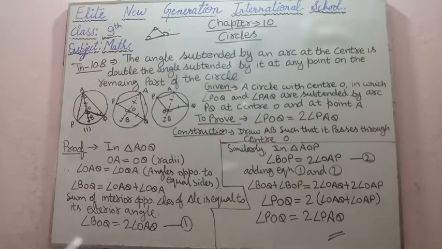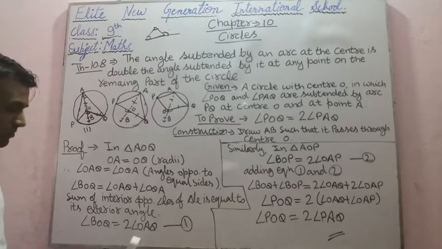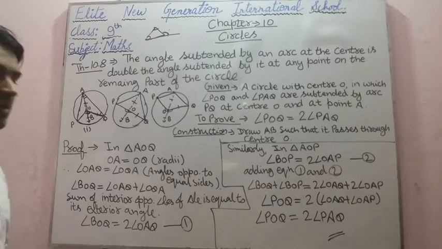So we can say that angle BOQ will be equal to twice angle OAQ. Why twice angle OAQ? Because OAQ and OQA are equal, so we can put OAQ. OAQ plus OAQ becomes twice OAQ. We take this as equation number 1.